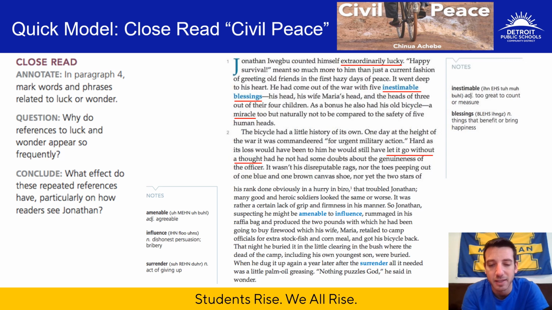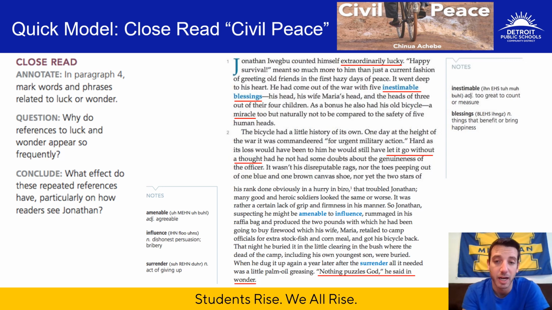Nothing puzzles God, he said in wonder. So the word wonder is used there, and the expression that he often uses throughout the entire text, as you'll see as you keep reading, and you've already seen when you read it the first time. Nothing puzzles God. This connects back to the thing we just underlined, let it go without a thought. He tends to just trust the process and believes that with God on his side, he has to trust what God has in his or her plan. And so he said it in wonder. He's just sort of going along with the flow.